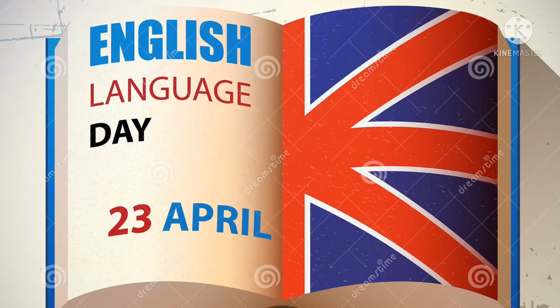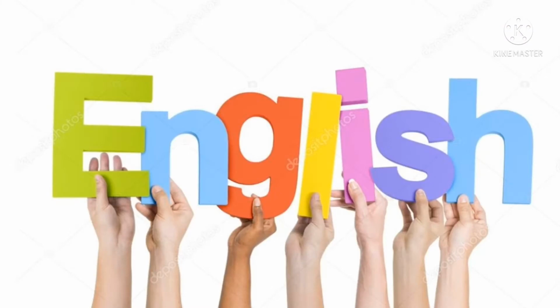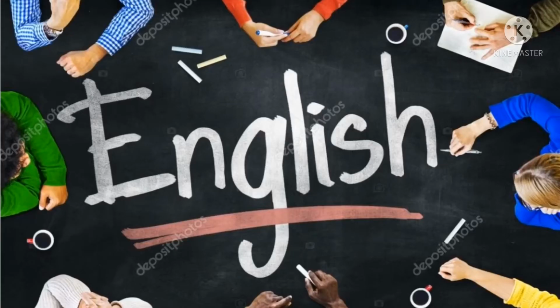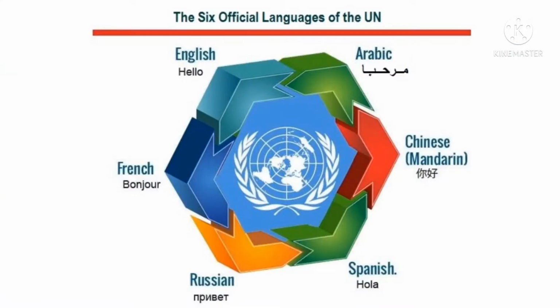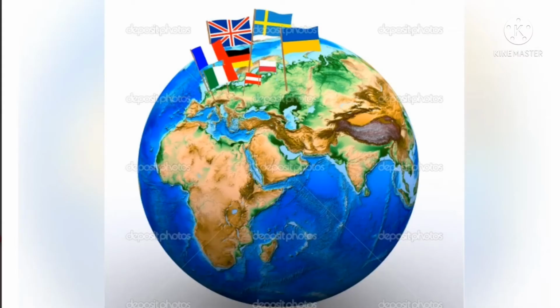English Language Day is celebrated on 23rd April. So, what is English Language Day? English Language Day was first celebrated in 2010 alongside Arabic Language Day, Chinese Language Day, French Language Day, Russian Language Day, and Spanish Language Day. These are the 6 official languages of the United Nations, and each has a special day designed to raise awareness of the history, culture, and achievements of these languages.